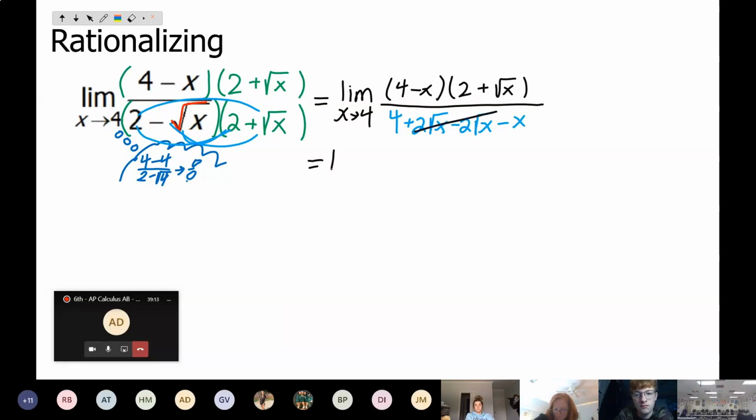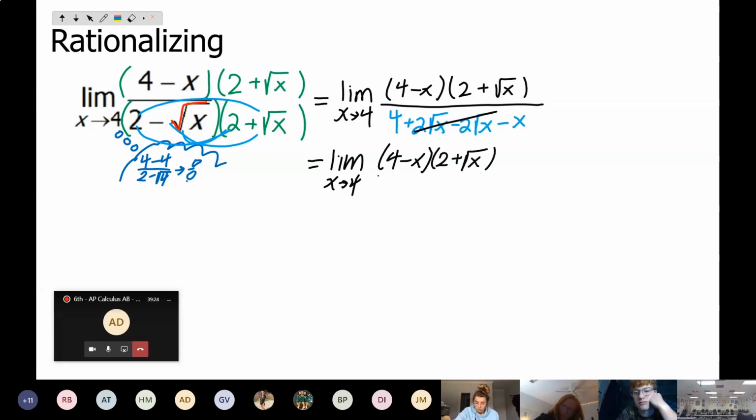But we do end up with this expression, the limit as x goes to 4, of my numerator, 4 minus x, times 2 plus the square root of x, all over, I was just left with a 4 minus x. Do we have things that cancel out? Yep, 4 minus x cancels. Now we can go ahead and do direct substitution. So I have 2 plus the square root of 4, 2 plus 2, which is 4.